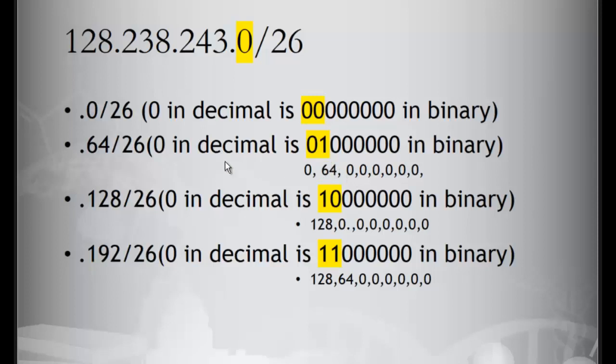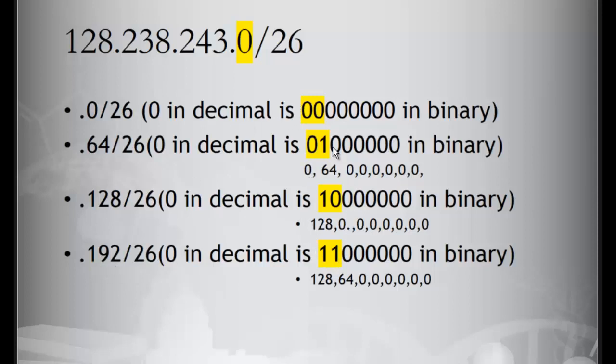So this subnet is going to be .64. The third group is 10. So the first bit set is 128, with the rest zeros. So this subnet is going to be 128. The same thing, the last one is 11, and that is 128 plus 64, which is 192.